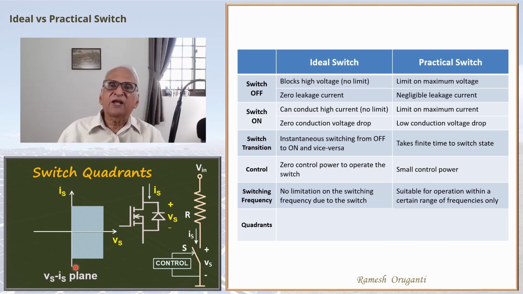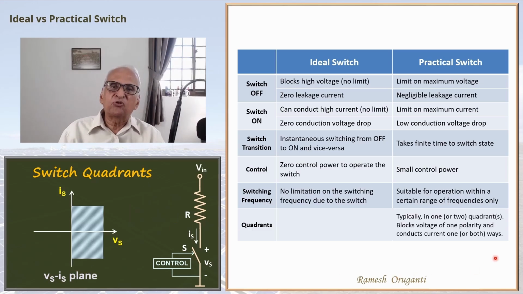A typical practical switch will be capable of operating either in one quadrant or in two quadrants. Having said that, there are exceptions. For example, triac is a switch, TRIAC, which can operate in all the four quadrants, but that is more of an exception. Most of the practical switches can operate either in one quadrant or in two quadrants, like the power MOSFET with the anti-parallel diode.